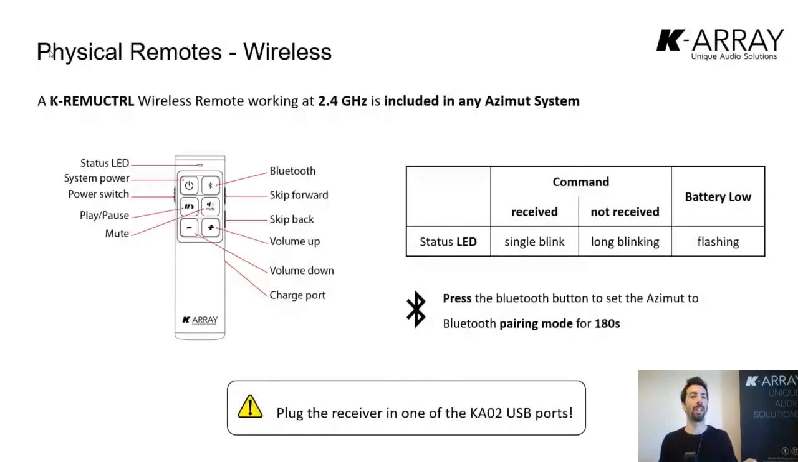how can we control the amplifier functions? Well, the basic functions can actually be controlled with a wireless remote control, which is included in the Azimuth systems. So if you order an Azimuth system, you will find this remote in the package. If you don't buy an Azimuth system and you buy a KA02 amplifier standalone, in that case, the wireless remote is not included, but it's available as an accessory on our website.